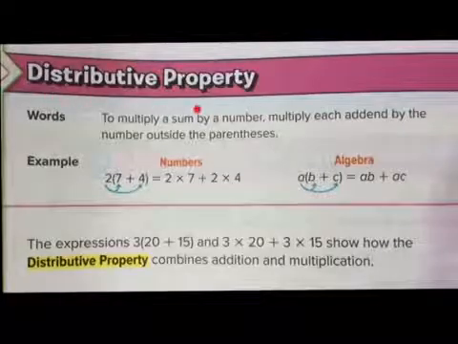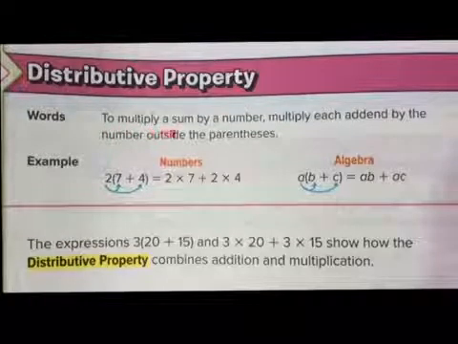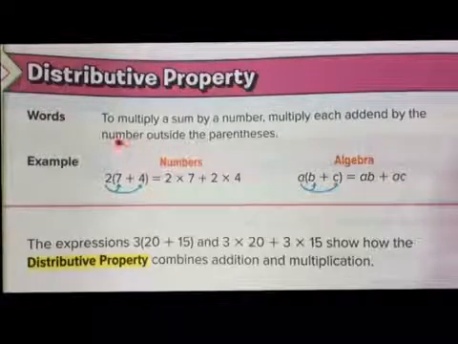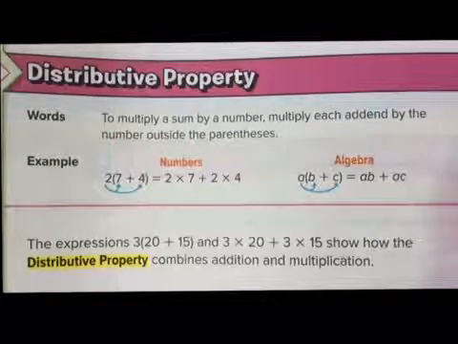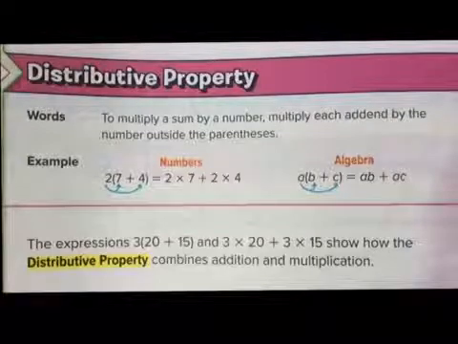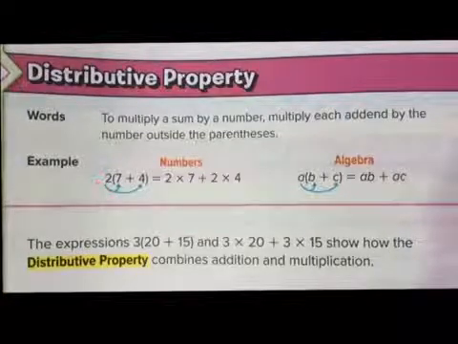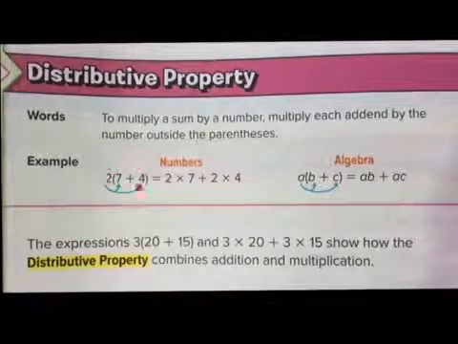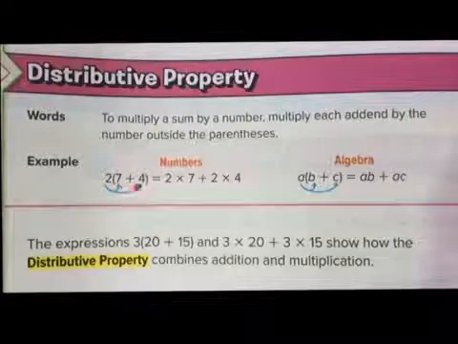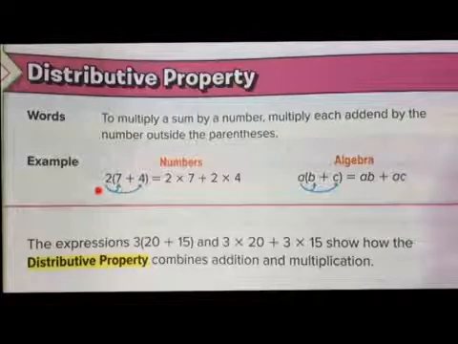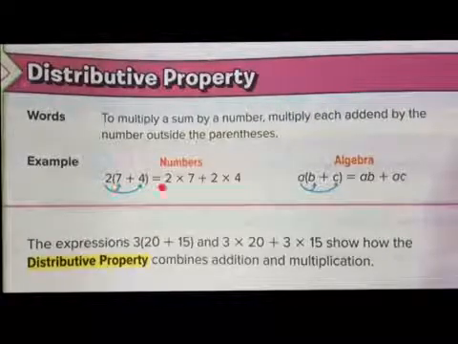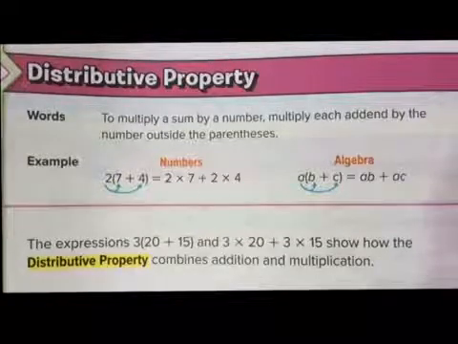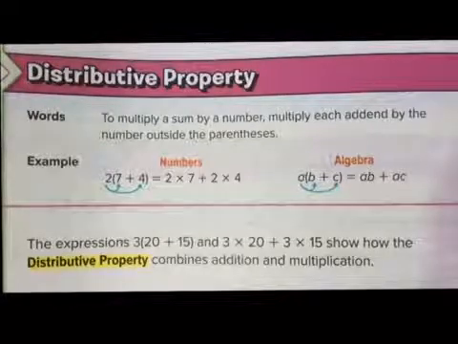So in short, the distributive property. In words, to multiply a sum by a number, multiply each addend by the number outside the parentheses. Okay, so we first want to add the totals and then multiply it. So for example, we have 2 times 7 and 2 times 4. You see that? Or we could just add 7 plus 4 is 11, and then we have 11 times 2, which would be 22. And you notice that if I do 2 times 7, I get 14, plus 2 times 4 equals 8, and 8 plus 14 is going to give me 22.